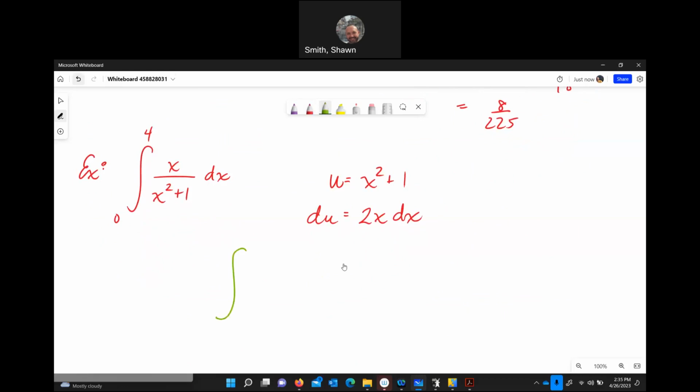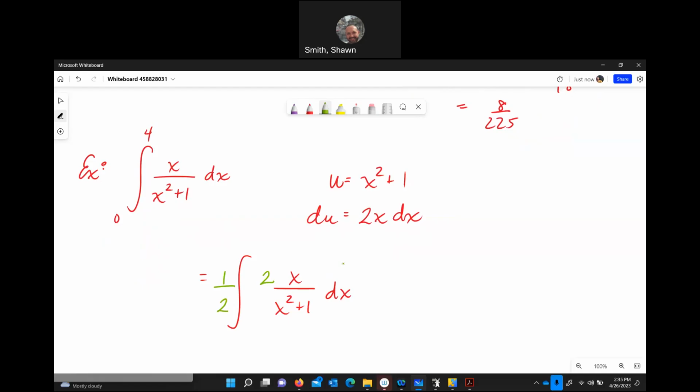Let's put it back in red. I'll put my substitution in green. If I throw in a 2 on the top, that's multiplying it. I'm going to divide by the 2 on the outside.